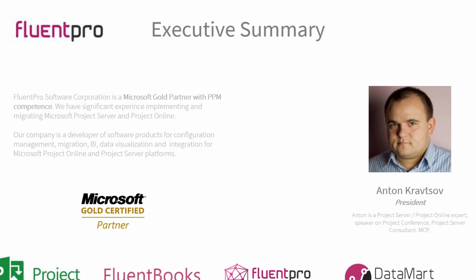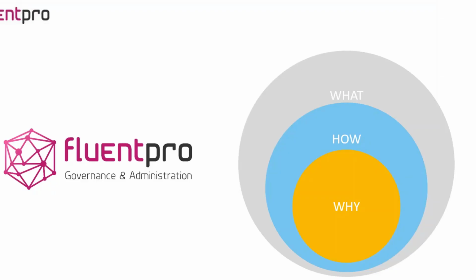We have several lines of products available, and today we'll focus on our major line called FluentPro Governance Administration, or GA Suite, and that's a solution for backup and restore. So today we'll explain what a backup is and why you need to be worried about disaster recovery and restore. And we'll describe why we need that, how this can be solved, and what exactly can be done with our solutions.